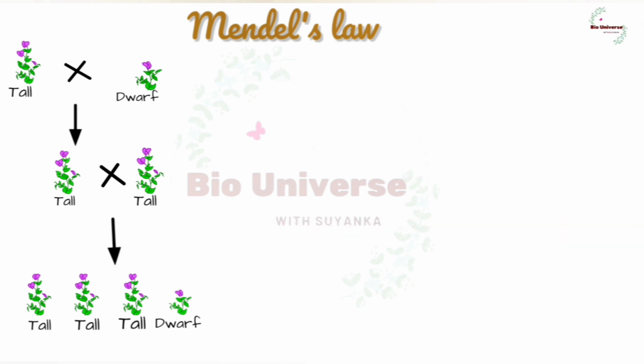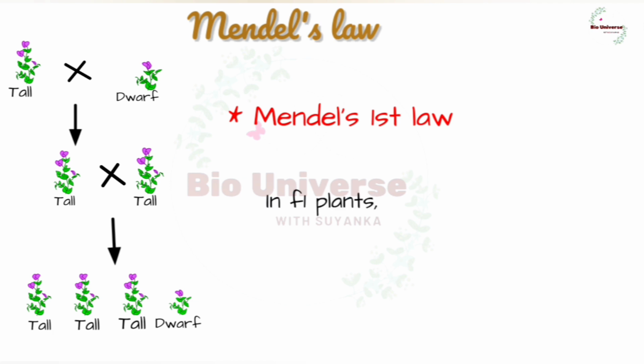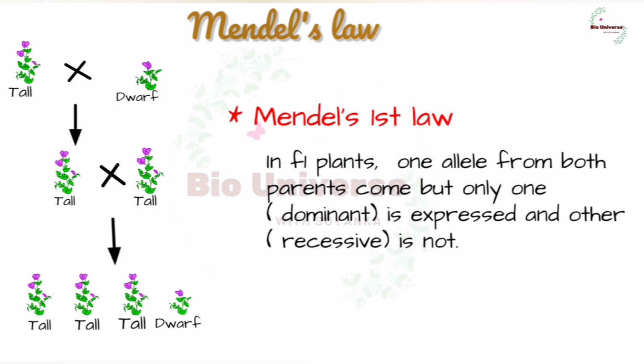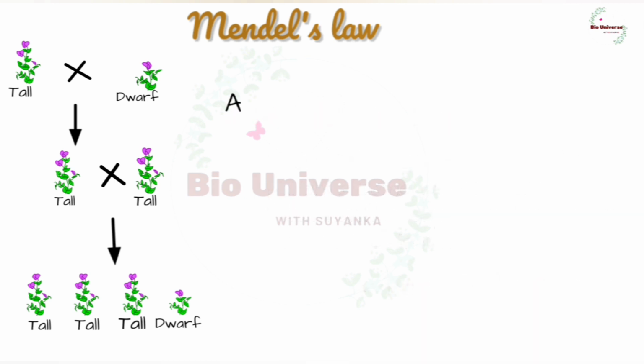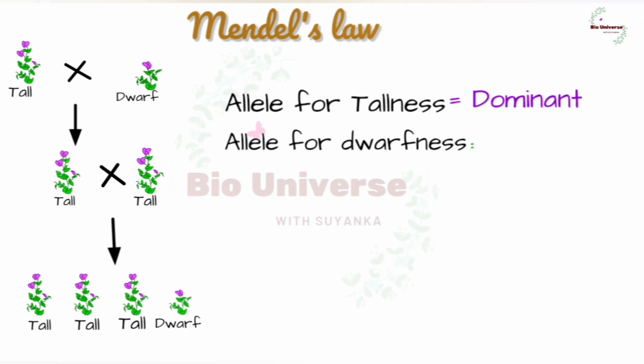One of the alleles came from one parent and the other from the other parent. The first generation plants of Mendel's experiment were all the tall plants, but the allele representing dwarfness was neither destroyed nor altered. It could not be expressed in the first generation because it was dominated by the allele representing tallness. In other words, the allele for tallness was dominant and the allele for dwarfness was recessive.